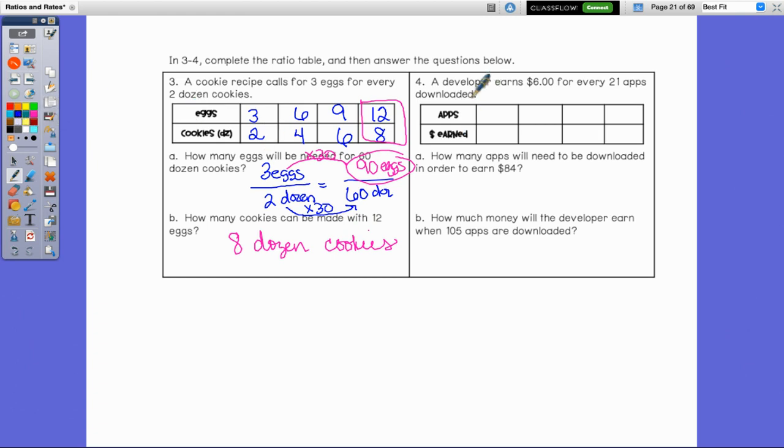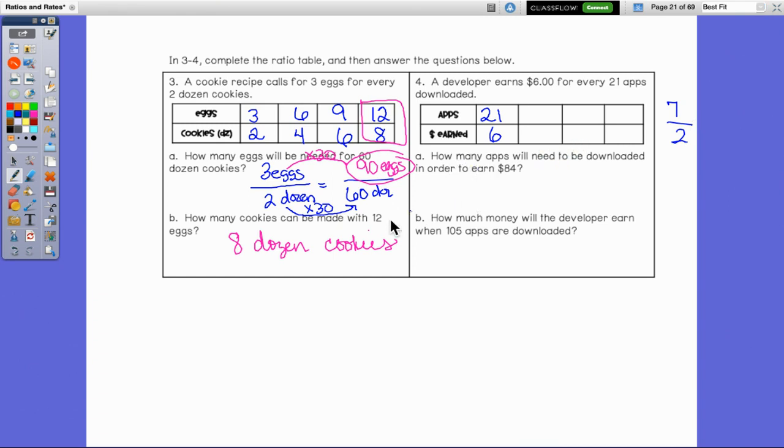Okay, let's look at this. A developer earns $6 for every 21 apps downloaded. So for every 21 apps, they earn $6. Now, I noticed that I can simplify this. They're both divisible by 3. I want to know what my actual ratio is, so I'm going to divide 21 by 3 and get a 7, 6 by 3 and get a 2.